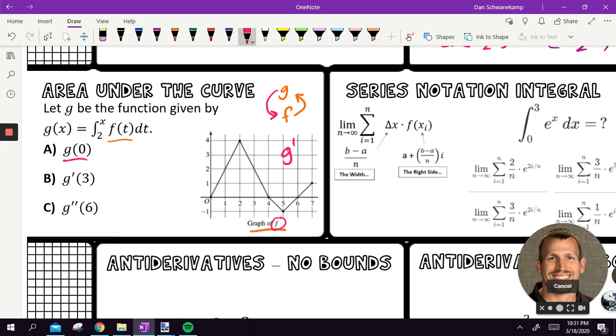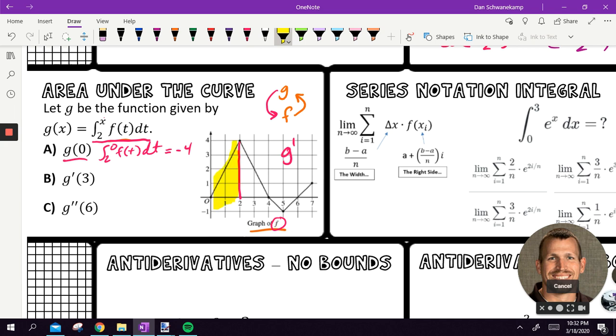So to find g of 0, all I'm doing is taking this equation right here. I'm going to plug 0 in for x. So I'm going from 2 to 0, f of t dt. So I'm going to find the area under the curve starting at 2 and going backwards to 0. Since I'm going backwards, it is going to be a negative area. The answer is -4. That is this area right here.